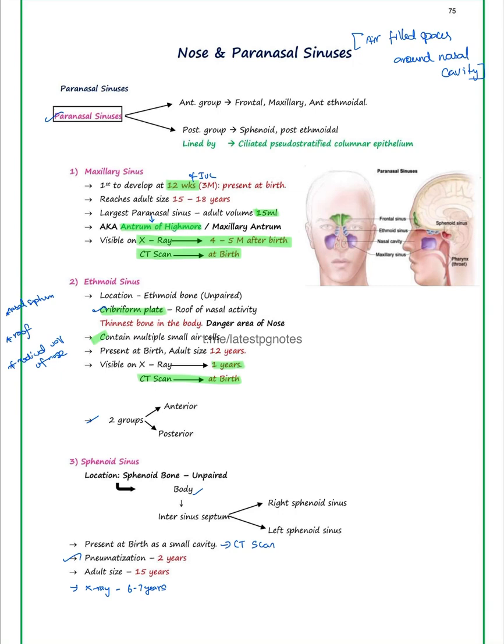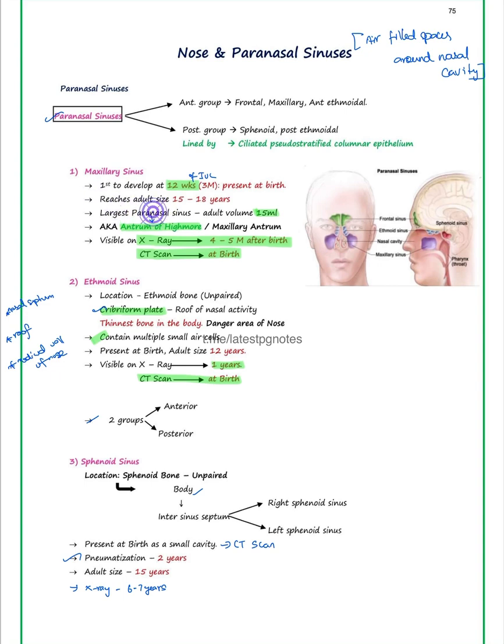All these paranasal sinuses are lined by a ciliated pseudostratified columnar epithelium. This cilia helps in the movement of the fluid or air inside the sinuses. First we are going to see about the largest sinus, that is the maxillary sinus, and this is the first to develop, at 12 weeks. That is, within the 3 months of intrauterine life it develops, and it is also present at birth.